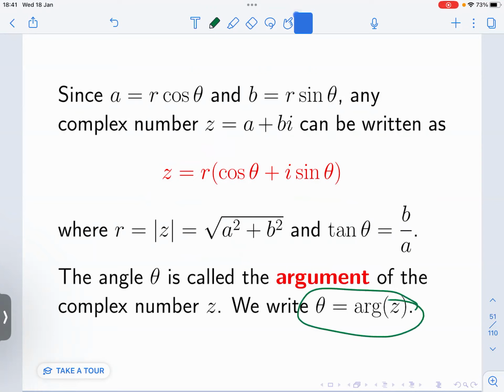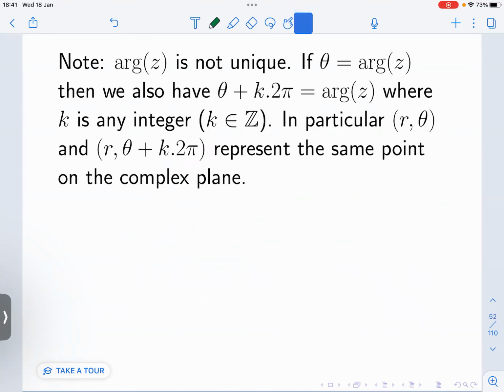And we note that the argument is not unique. In particular, if you have theta as arg z, then theta plus 2k pi is also an argument that represents the same point. So the coordinates (r, theta) and (r, theta plus 2k pi), where k is an integer, represent the same complex number on the complex plane.